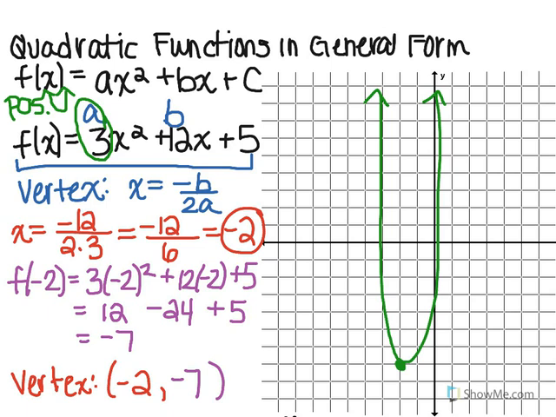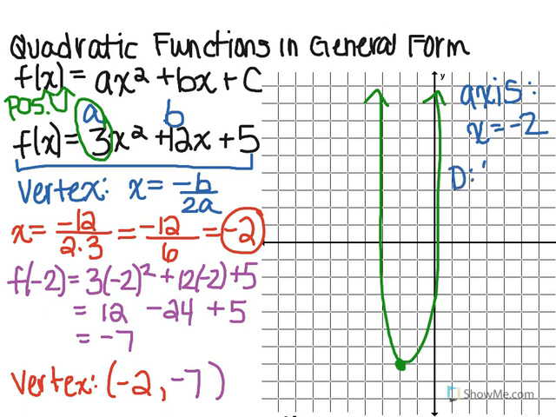So the vertex is negative 2, negative 7. Once we have that, we can really find all the other pieces as well. In this case, I'll just squeeze it over here to the right. The axis of symmetry is that x is equal to negative 2. So it's essentially the same x value that you have for the vertex.